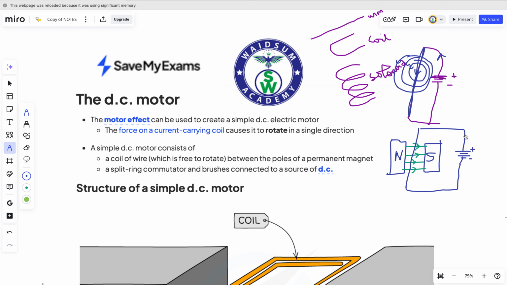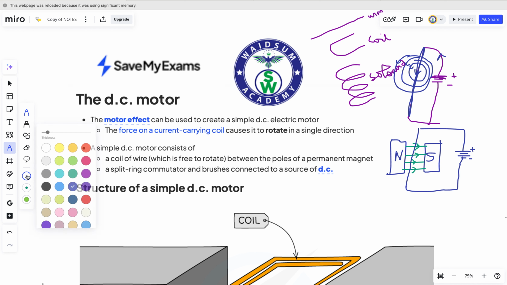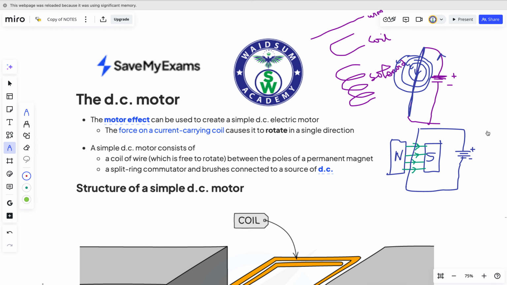It means current flows in this manner. Current will start to flow in this direction. Current starts to go up this way, and then it goes like this, and then it comes like this. So during this place, the current is flowing down.